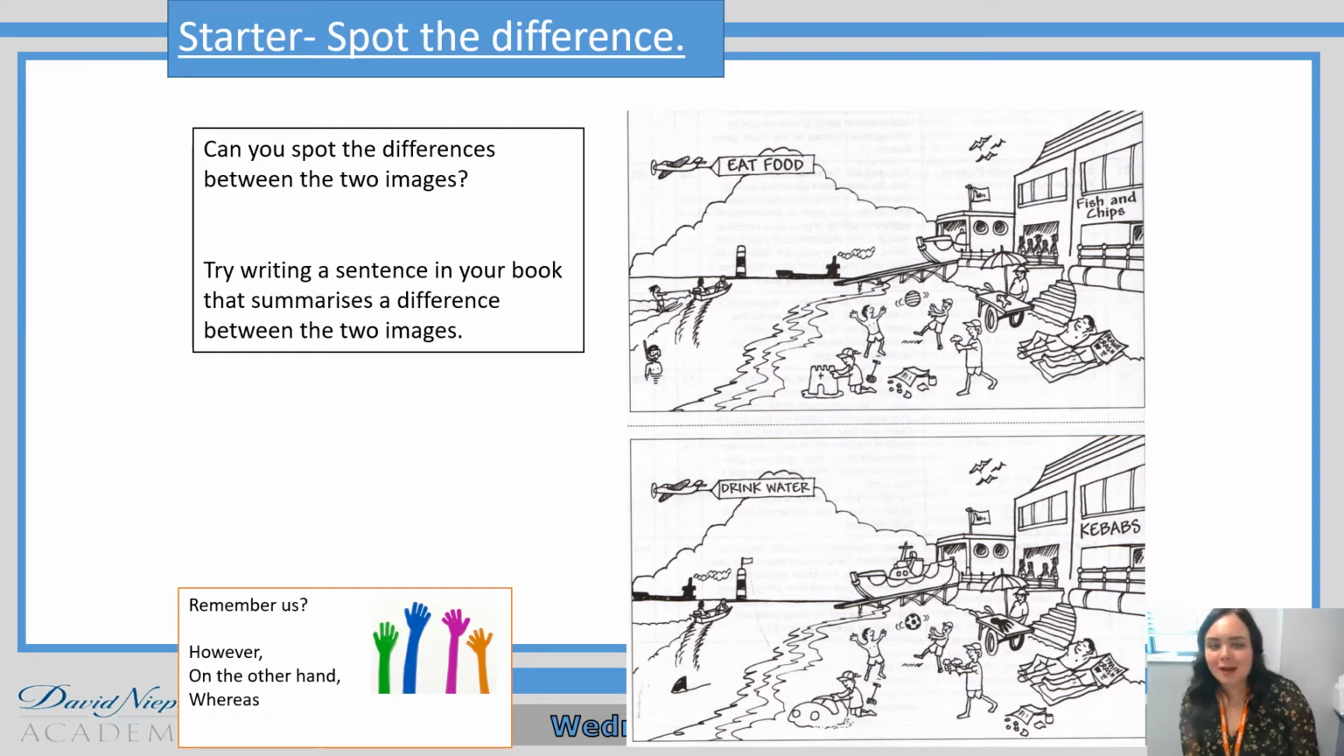So our starter today is a spot the difference. I know you're probably going to be like, what's she making us do? Why is she making us do a spot the difference? But there's relevance to everything that I do. So what I'd like you to do to start off with is try and spot the differences on the pictures.